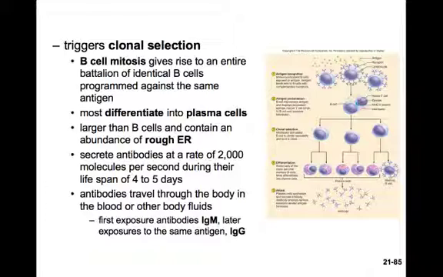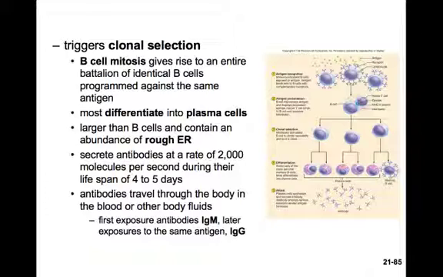Most of these B cells will differentiate into plasma cells. Plasma cells are much larger than the B cells, and they contain an abundance of rough endoplasmic reticulum. That's because they're going to secrete antibodies at a very high rate. Now, antibodies are proteins, and you remember the endoplasmic reticulum is all about transporting proteins out of the cell. They secrete about 2,000 molecules per second during their short lifespan of 4 to 5 days. That's a pretty amazing number.